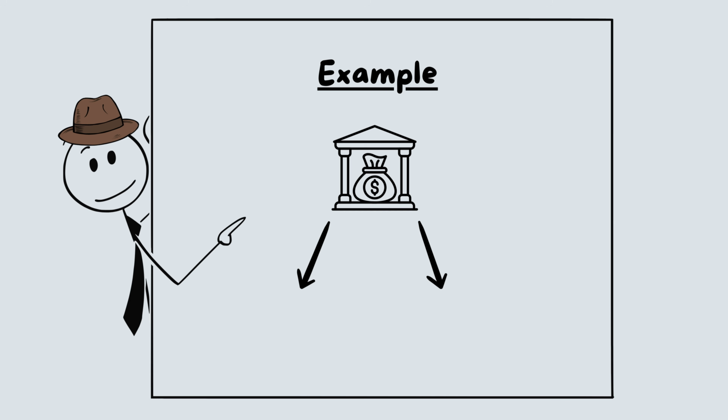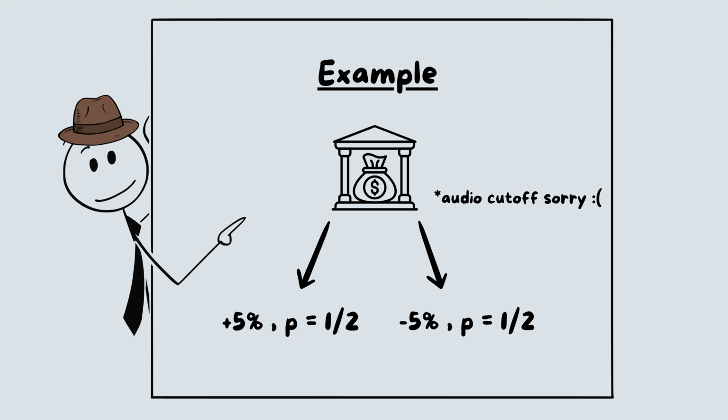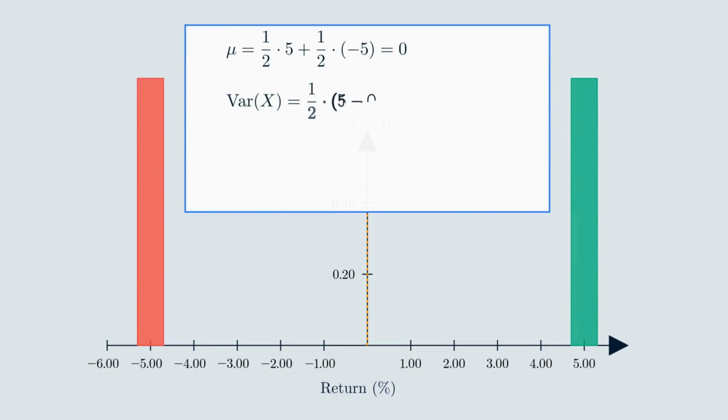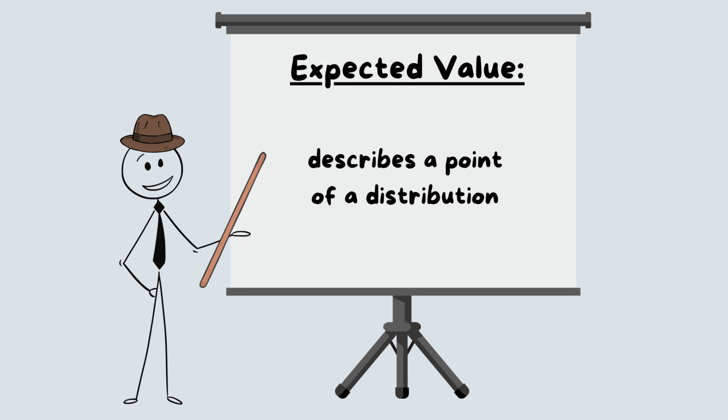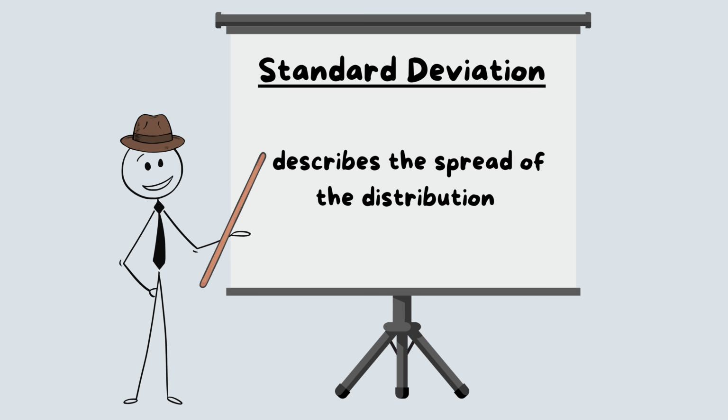Now compare this to a more violent asset. This time we assume plus 5% with probability 1/2 and minus 5% with probability 1/2. Same mean, still 0, but variance is 25 and standard deviation is 5%. Same expected value but different risk. That is the entire point of the video. Expected value tells you where the distribution sits. Standard deviation tells you how wide it spreads.